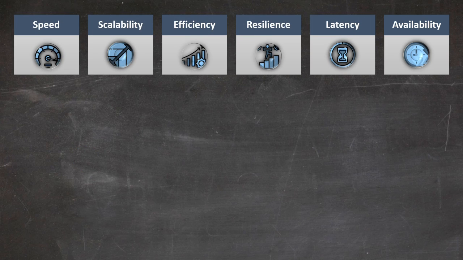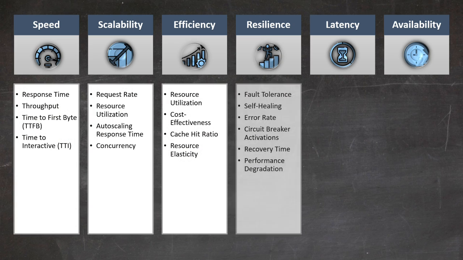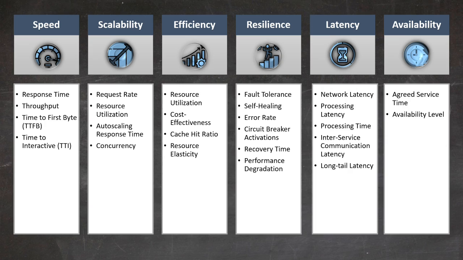Alright, this is it for today. We covered several types of non-functional requirements, from speed, scalability, efficiency, resilience, latency, and availability. And we went over the most important metrics in each of these dimensions. So hopefully, next time your product owner asks you and your team to make your system snappy and lightning, they will be more precise and use the appropriate terminology to express and explain what they truly need from your service to meet their business goals.